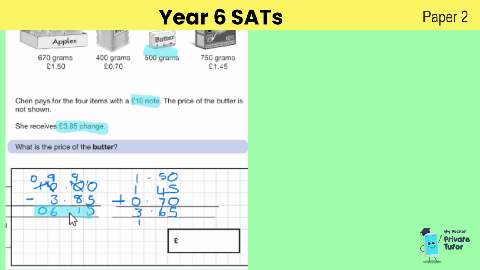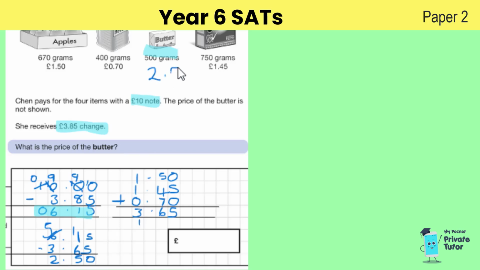So we now need to find the difference between £6.15 and £3.65. And we would do that with a subtraction. So we're going to do £6.15 subtract £3.65, and just do that subtraction. 5 take away 5 is 0. We can't do 1 take away 6, so this is going to become a 5, this is going to become an 11. 11 take away 6 is 5, a decimal point. 5 take away 3 is 2. So the difference is £2.50.